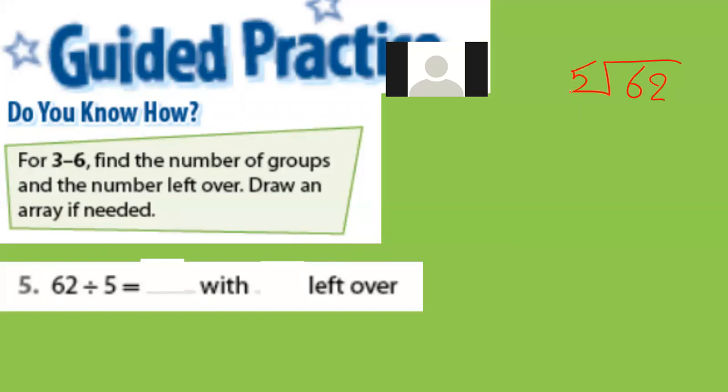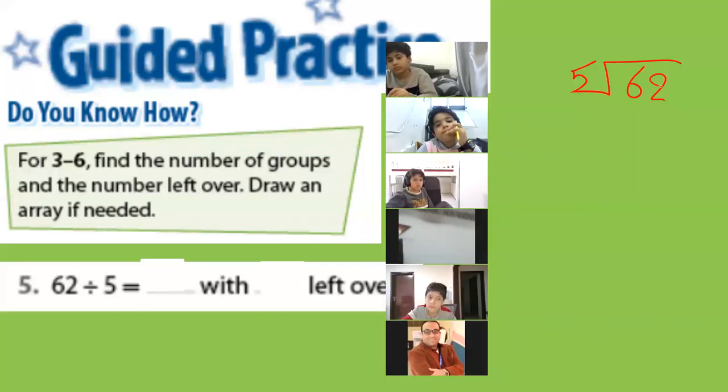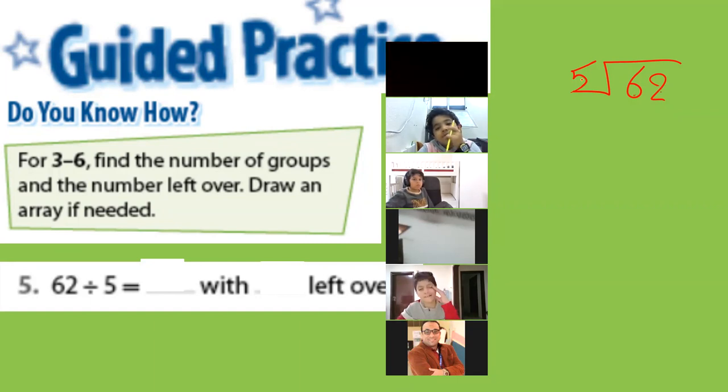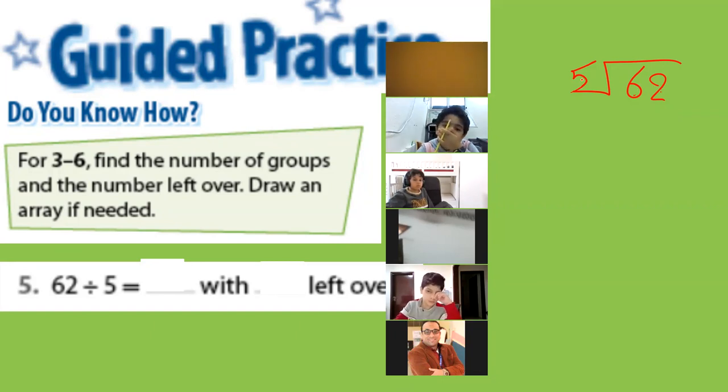Five divided by 62? No, you cannot say 5 divided by 62 because 5 is less. Read it in the opposite way: 62 divided by 5. You start with the greatest number, called the dividend. After that, the divisor. 62 is the dividend. 62 divided by 5 equals what?